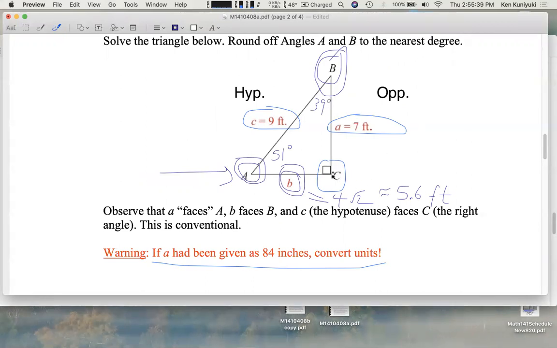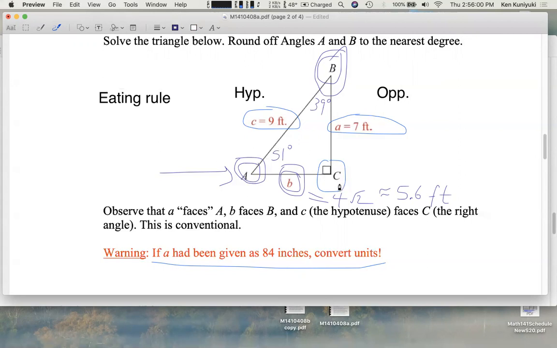So this all makes sense. These all add up to 180 degrees. The interior angles all add up to 180 degrees. And check this out. The eating rule checks out. I call this the eating rule, the idea being that larger angles eat or face longer sides.